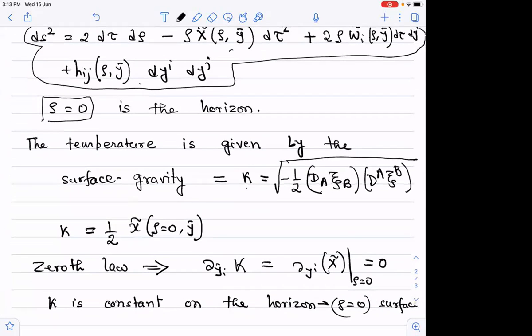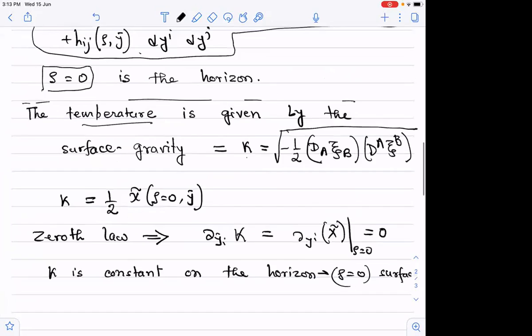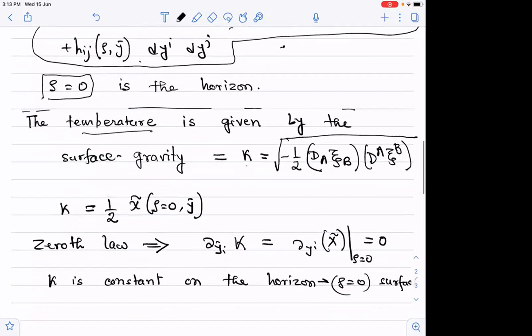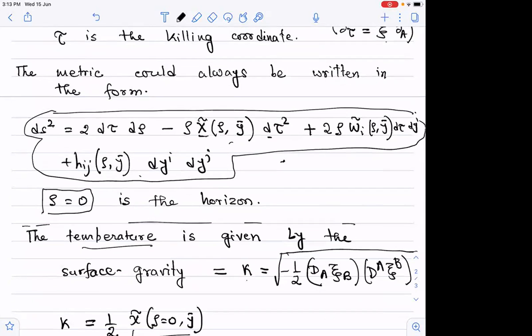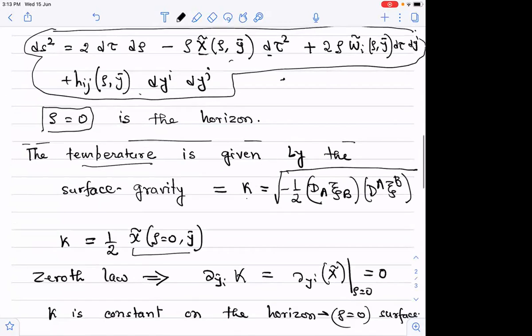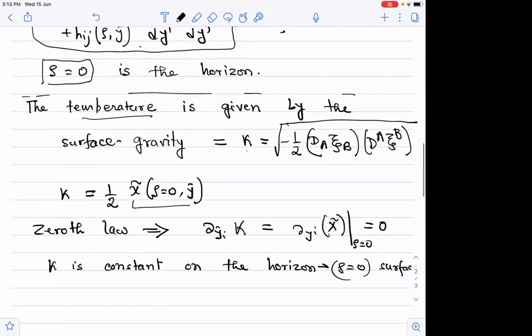And this is the general formula for temperature on any black hole, the temperature that usually appears in the first law. If we evaluate it on this metric, it will turn out to be this x tilde, the coefficient of d tau square. And then the zeroth law means this temperature, this kappa or this x tilde, is independent of the rest of the y coordinates. So this is what we would like to show in this talk for any higher derivative theories. Is the statement clear?